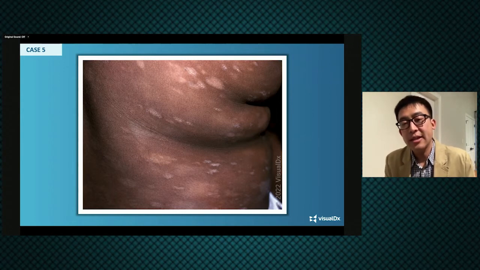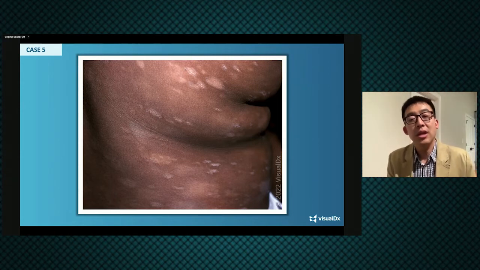The reason for that is because the differential here is relatively short. You can think about post-inflammatory hypopigmentation. You can think about vitiligo, but as many of you can see, this does not look depigmented. This looks hypopigmented. We can think about other things like progressive macular hypomelanosis. That usually happens more so on the lower back. And also finally, tinea versicolor is the one that we often see presumptively treated before a patient comes in with a diagnosis of MF in this presentation.